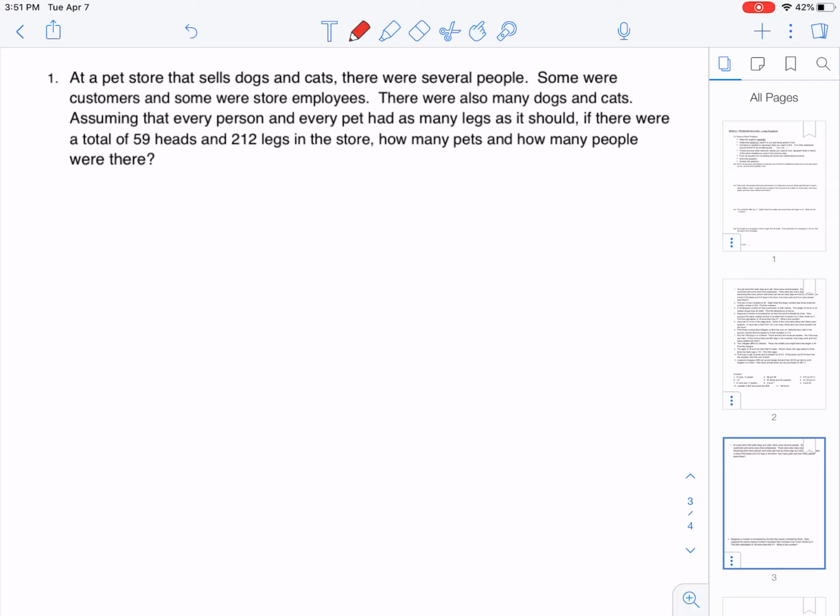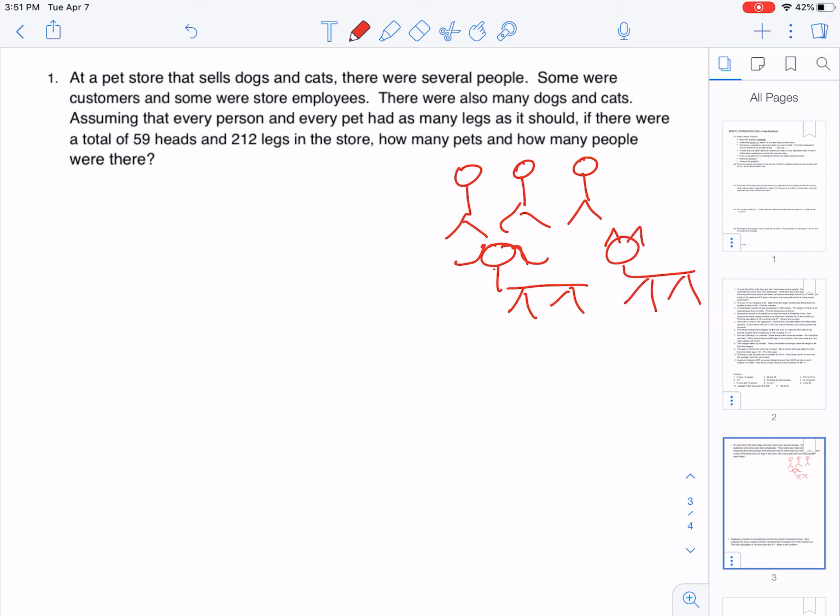At a pet store that sells dogs and cats, there were several people. So right away, we know that there's some dogs and cats and that there are several people in the room. So here's a person, here's another person, here's another person. Whoops, that one is a bad person. Let me get rid of that person. Here's another person, and so on. And then here we have a dog, and there's a cat. Okay, so it's dogs and there's cats in this store.